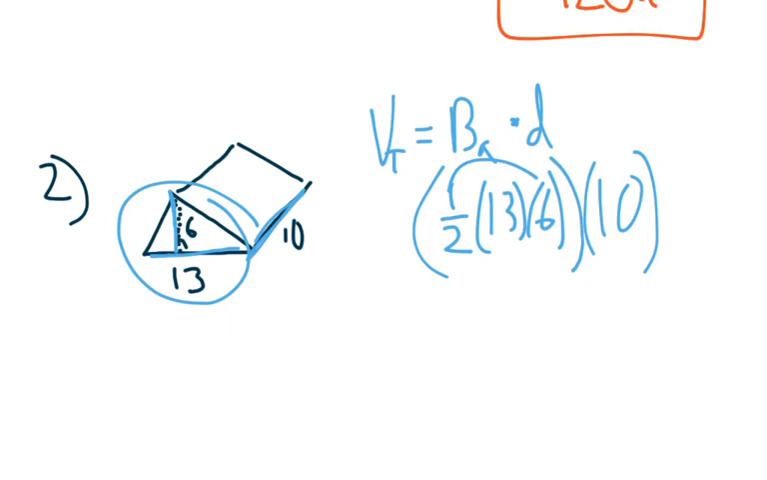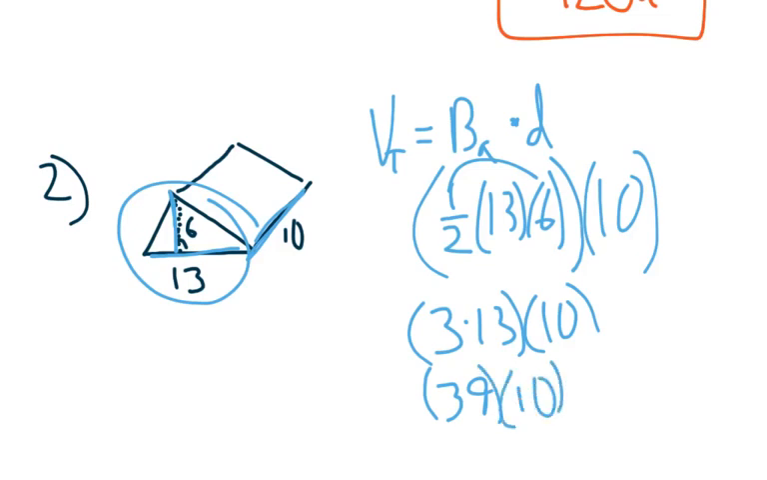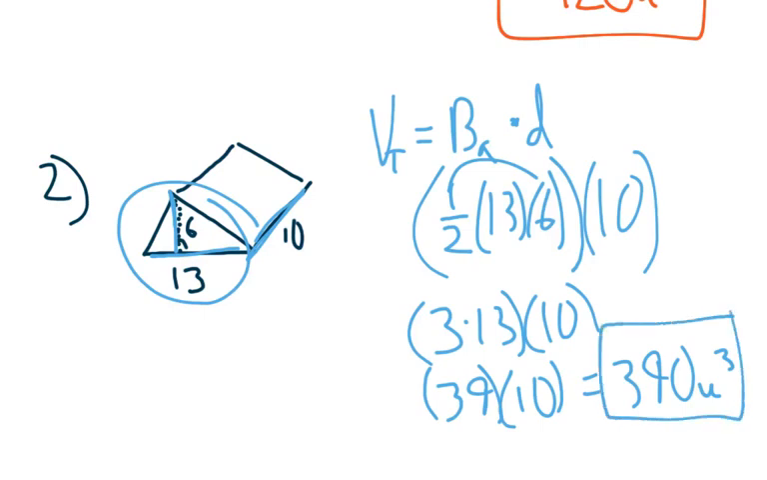So 1/2 times 6 is 3, so 3 times 13, times that by 10, we get 39 times 10, and that equals 390 units cubed. And there we go. And so for this one, I had to have that height in order to figure out the base area, the triangle, and then multiply by the rest right there.